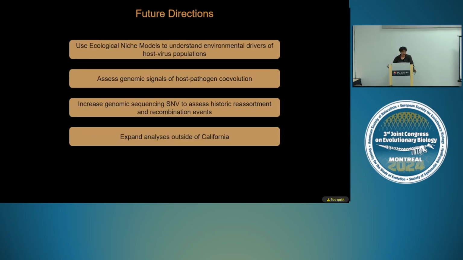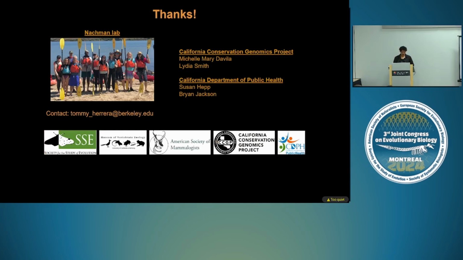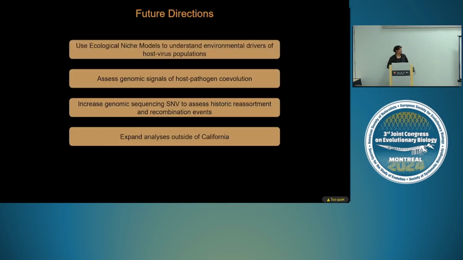And so future directions for this project, I'm currently using ecological niche models to explore environmental drivers between host and pathogen lineages and see how they might respond with future environmental change, as well as assessing genomic patterns of coevolution by looking at signals of selection across the genome for deer mice, or possible regions that would explain why the mouse just doesn't feel sick when it gets the virus. It's completely tolerant to this pathogen. And then also increasing genomic sequencing for Sumeryra virus to assess historic reassortment and recombination events across the state. And of course, expanding this analysis outside of California so we can have a holistic perspective of emerging dynamics across the whole Western US for this pathogen and for this host.